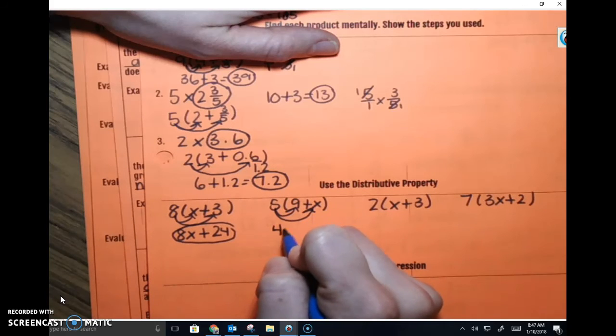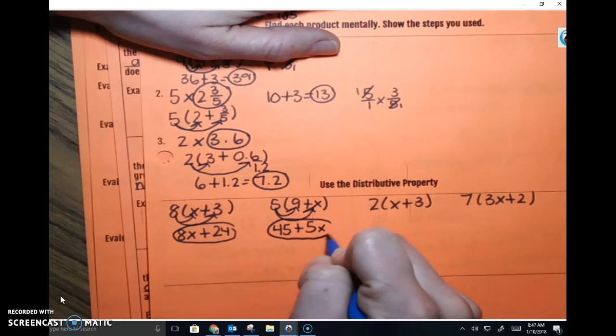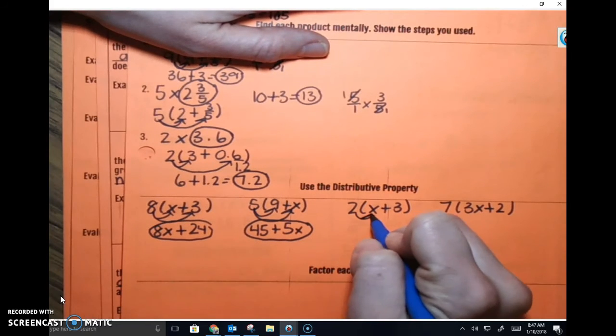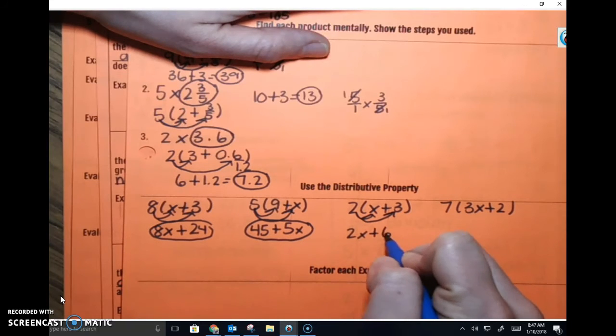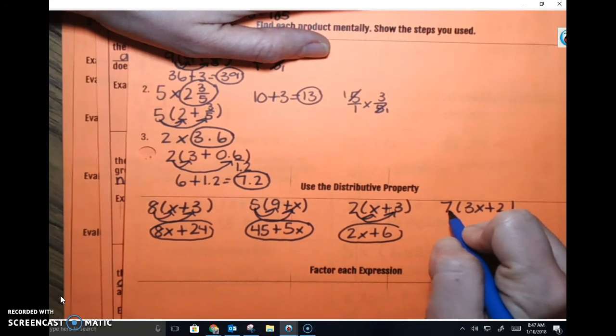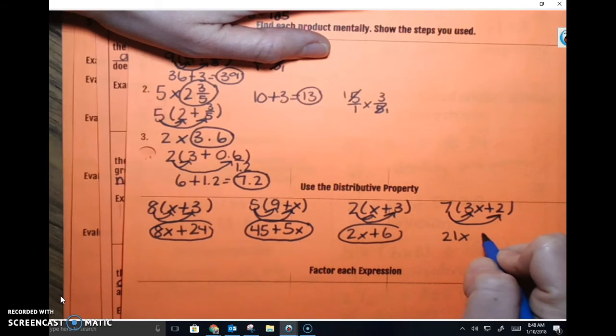We have 5 times 9 and 5 times x. 5 times 9 is 45. 5 times x is 5x. Then we have 2 times x, which is 2x. And 2 times 3 is 6, so that's your answer. 7 times 3x is 21x. And 7 times 2 is 14.